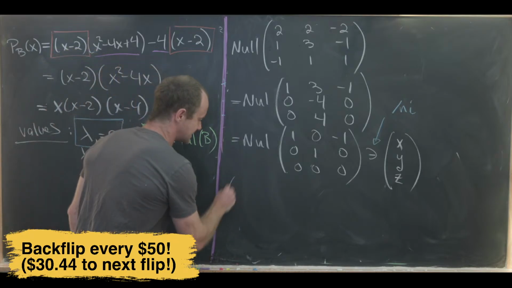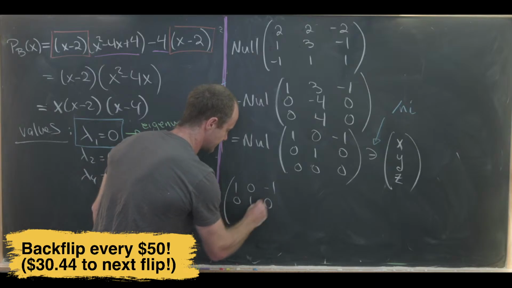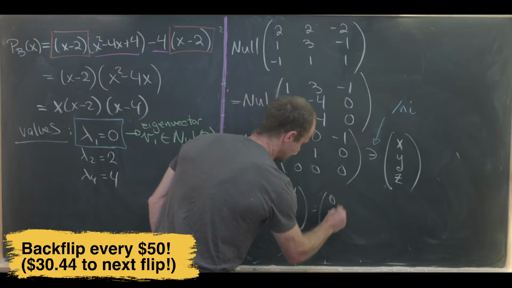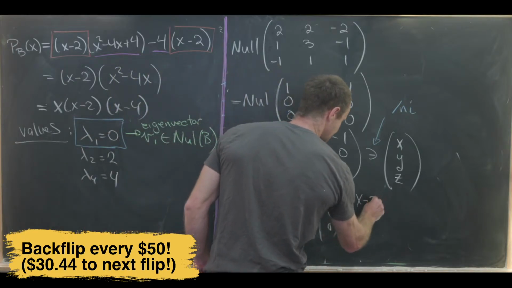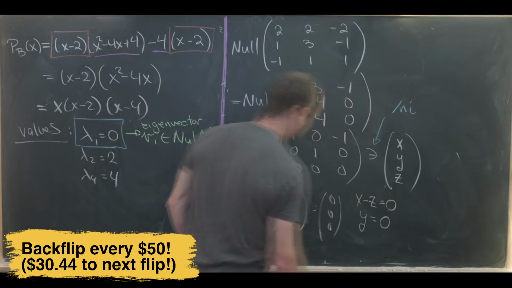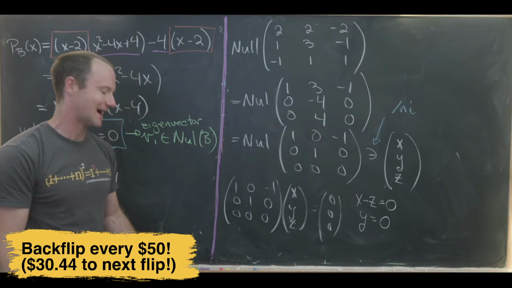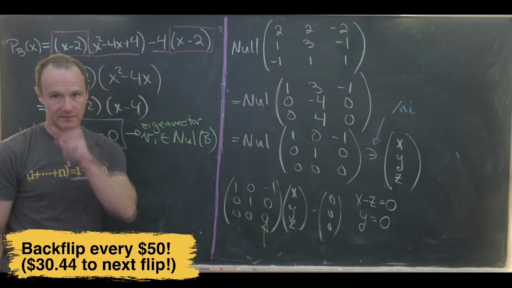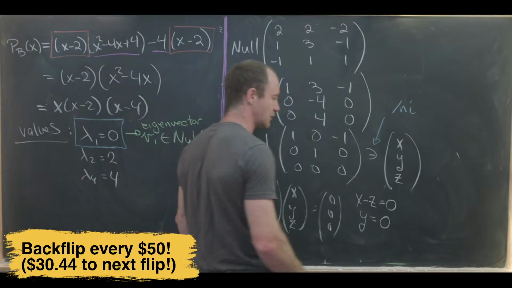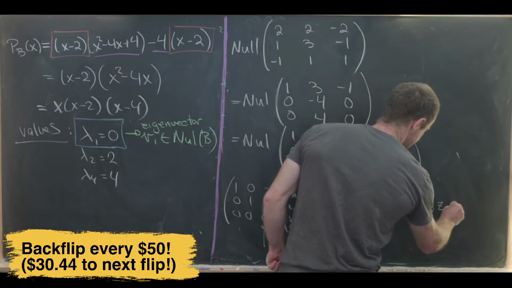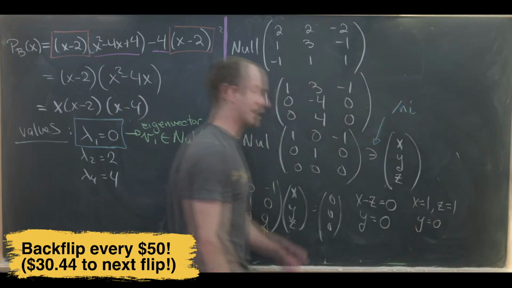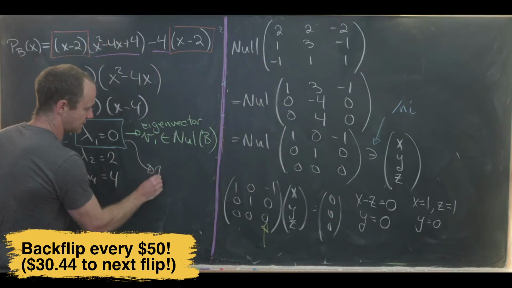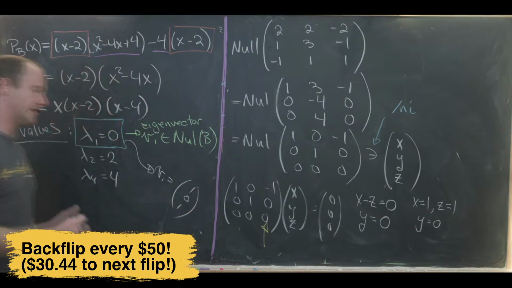Okay, so let's see. That means that this matrix 1, 0, minus 1, 0, 1, 0, 0, 0, 0, times x, y, z equals 0, 0, 0. That's what it means to be in the null space. That means that x minus z equals 0, and that means y equals 0. And then, if you want to get fancy about it, since this is not a pivot column, that means that z is your free variable. So you can set z equal to 1, and you'll get x equal 1, and then y is equal to 0. Because it's your free variable, that gives us your eigenvector for this. So v1 is equal to 1, 0, 1.